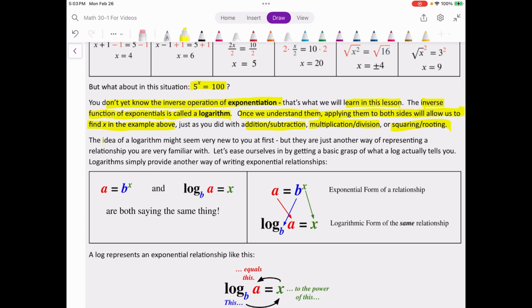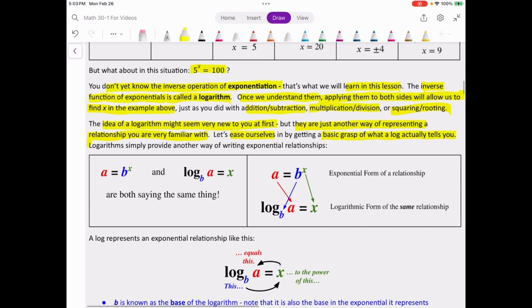Now the idea of a logarithm is going to seem very new to you at first, but I promise they're actually just another way of representing a relationship that you are very familiar with, namely exponential functions, or exponential relationships, I should say. So we're going to ease ourselves in a bit here by just getting a basic grasp of what a log actually tells you. And here it is. It's not that fancy. Logarithms simply provide another way of writing exponential relationships.